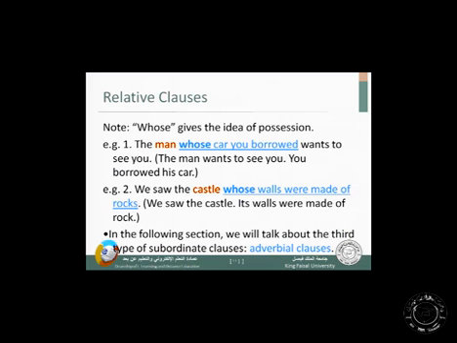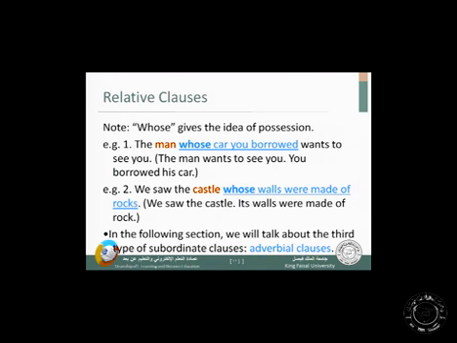So whose car you borrowed. The car belongs to the man. This is why we use the relative pronoun whose to give the idea of possession. Whose car you borrowed is the relative clause, and whose is a relative pronoun that gives the idea of possession. If we separate this into two sentences: the man wants to see you, you borrowed his car. You notice his car, we used his, which is a possessive pronoun, if you remember. So if you want to combine the two sentences, we need to use whose.